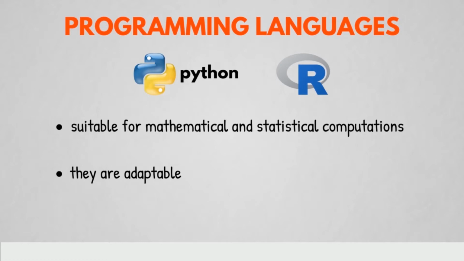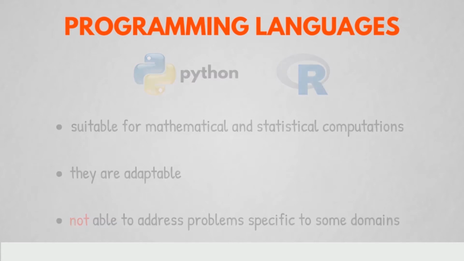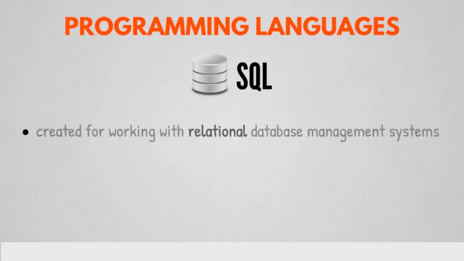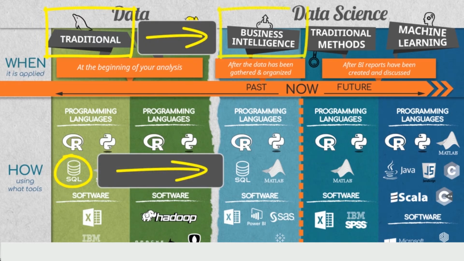Of course, R and Python do have their limitations. They are not able to address problems specific to some domains. One example is relational database management systems. There, SQL is king. It was specifically created for that purpose. SQL is at its most advantageous when working with traditional historical data. When preparing your BI analysis, for instance, you will surely employ it.